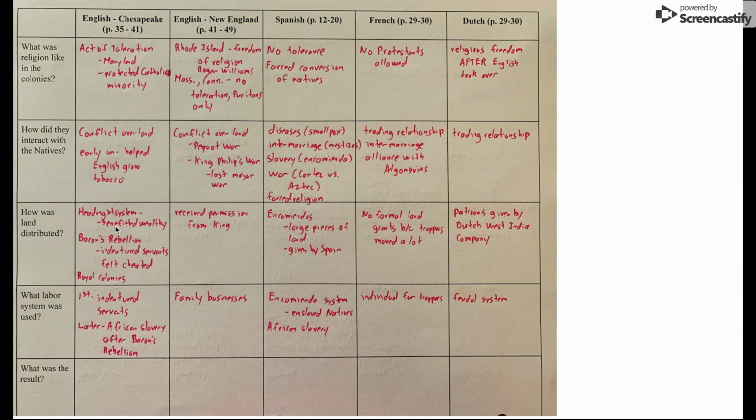You basically got 50 acres of land, I think it is, for every person that you paid for to come over to settle there. So it was to your benefit to use your money to pay for people to come over because you would get more land that way.